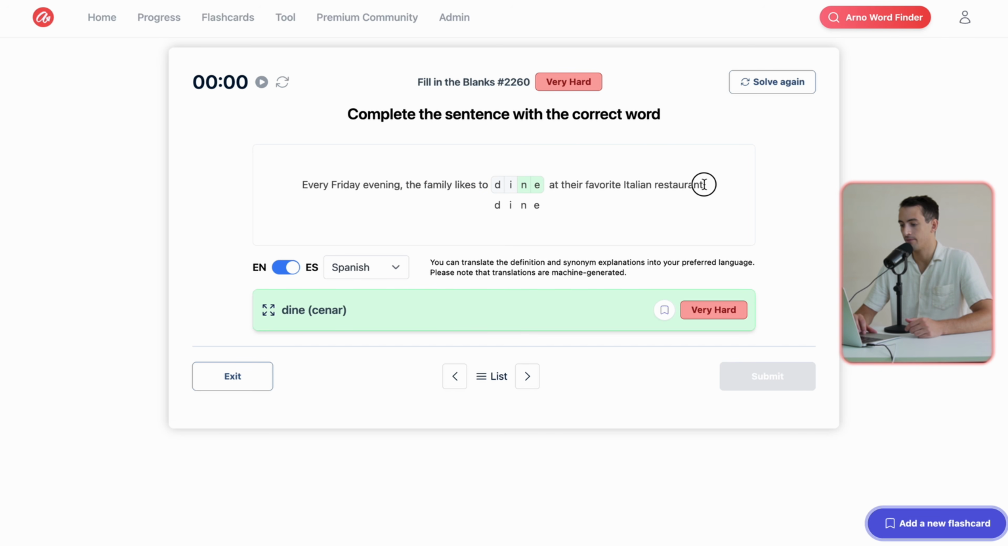Then the other big clue was this: at their favorite Italian restaurant. In English, a common phrase is to dine at a restaurant. When we talk about going to a restaurant or eating at a restaurant, we very often say to dine at a restaurant. And then, of course, here we only had two missing letters, so DI, which we were given, was a strong clue that the incomplete word was dine. Next one.